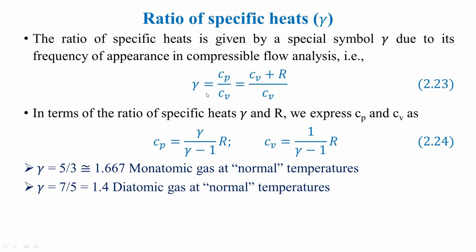Gamma is equal to Cp over Cv. So simply Cp is equal to gamma Cv, and we can express it in terms of gamma. Once we know R is a constant value, gamma is something constant for different monoatomic gas or diatomic gas. It is constant. Therefore, we can express Cp in terms of gamma and R only.